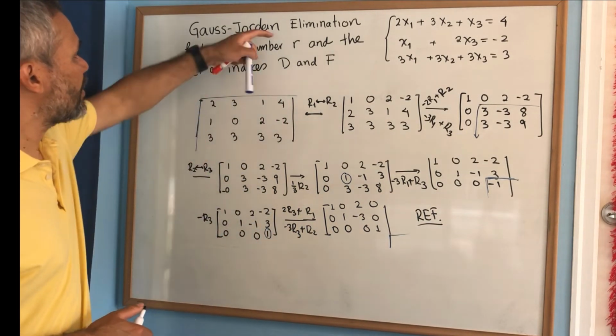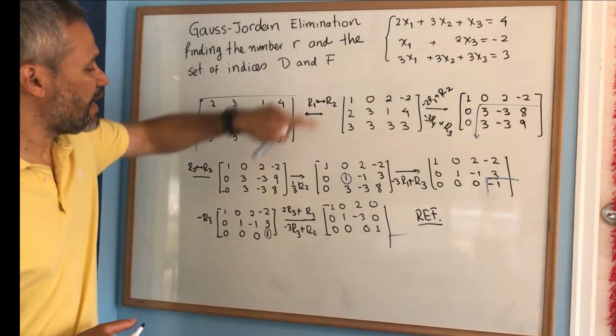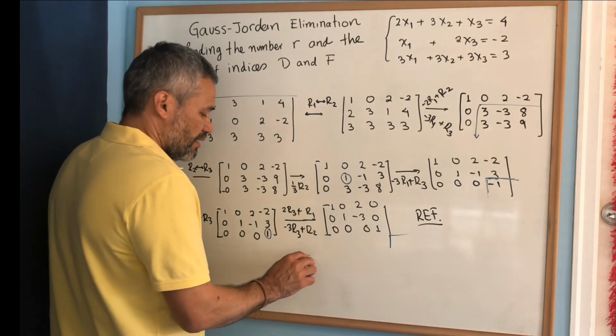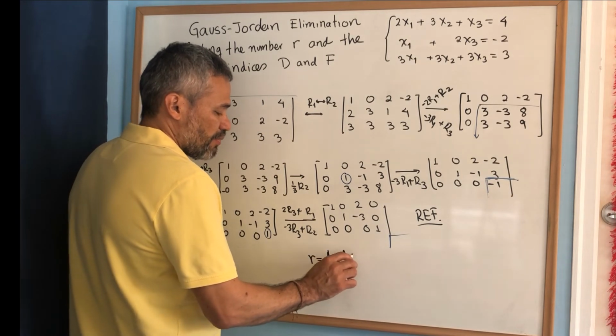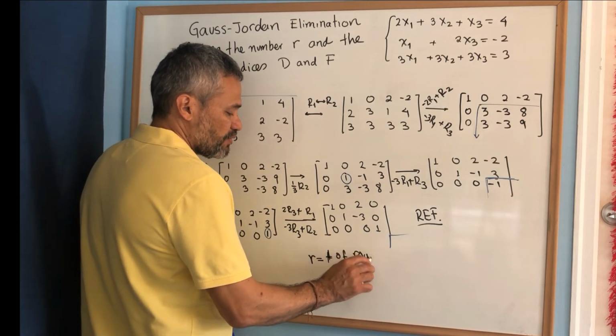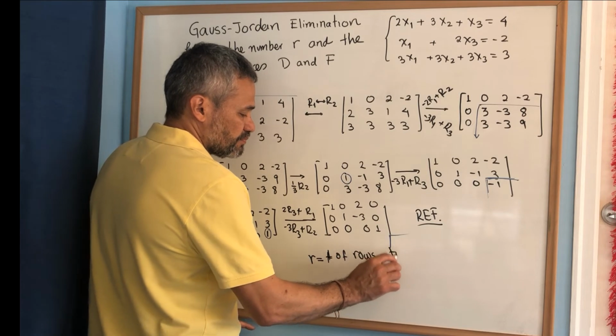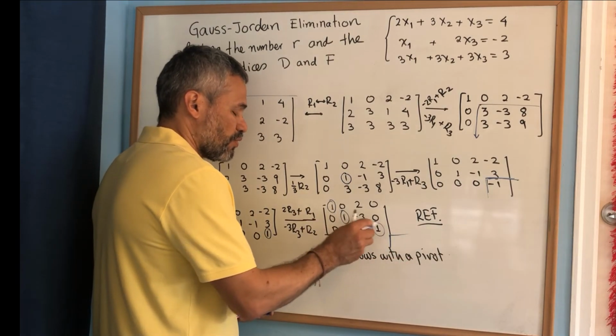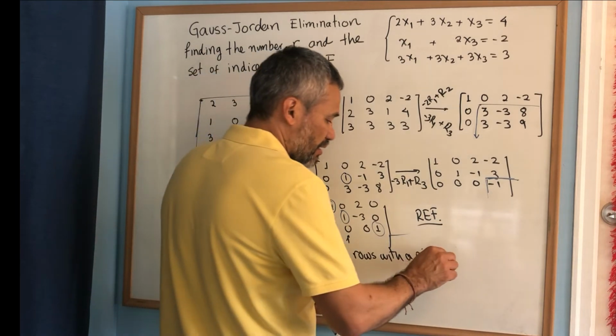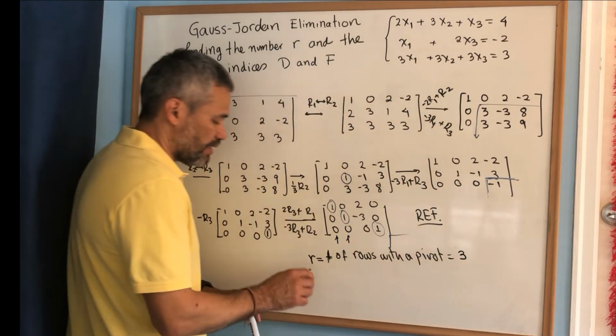Let's find the number R and the sets D and F. We have that R is the number of rows with a pivot, and here we have 1, 2, 3 pivots. That means that R is equal to 3.